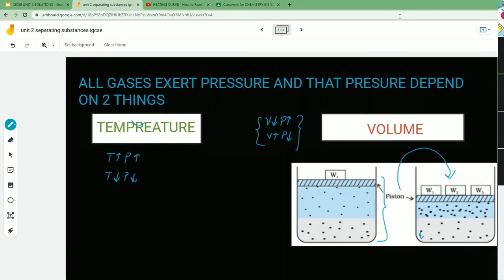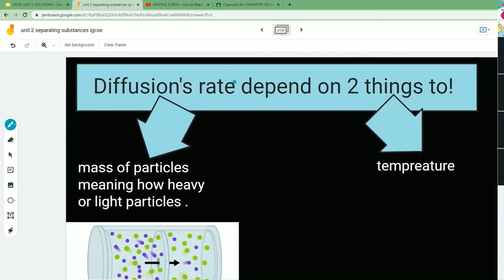Excellent job. Now, the next question, diffusion. What is diffusion? Amir, you can answer. Diffusion is the movement from higher concentration to lower concentration.